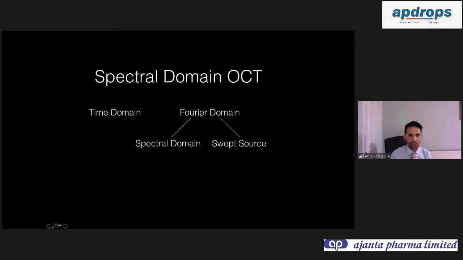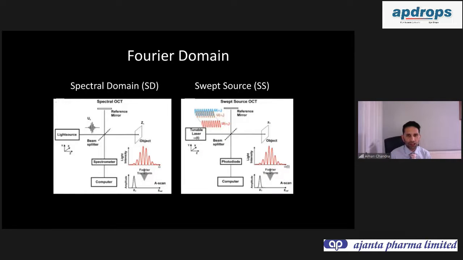time domain OCT and Fourier domain OCT, which includes spectral domain and swept source OCT. Now I'm going to dwell on the latter two. You see the difference here. A spectral domain uses a light source, and swept source uses what's known as a tunable laser. And the spectral domain uses a spectrometer to analyze the images, whereas swept source OCT uses a photodiode. Now this is complicated, but it does give a slight difference in the images.